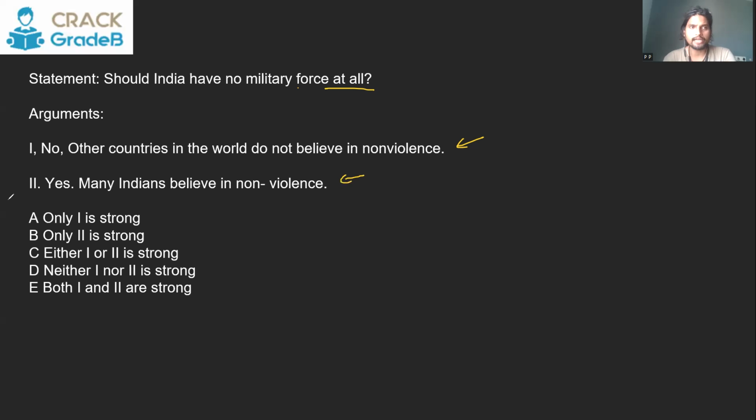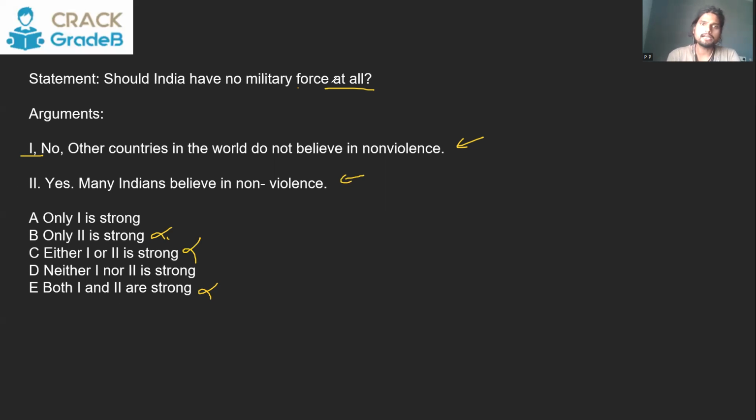So even if you're confused about the first one, you can at least remove all the options which have two in them. Only two is strong, you can remove. Either one or two, you can remove. Both are strong, you can remove, because all of these have two as strong, and two is not at all strong. So we have shortlisted up to two parts now. Only one is strong, neither one nor two is strong.